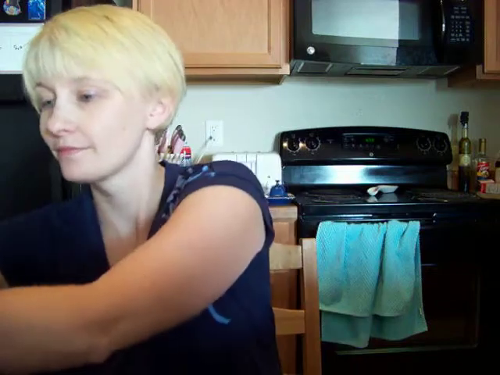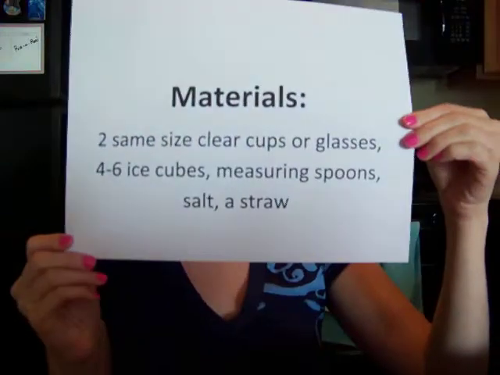The materials you're going to need today are 2 glasses with water. It should be the same temperature and they should have the same amount of water. You'll need some salt, 4 to 6 ice cubes, and a straw. Oh, you should also have a spoon for measuring the salt. Here's a list of the materials you can write down.